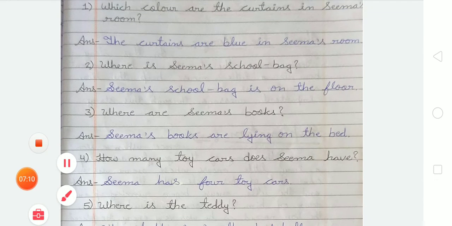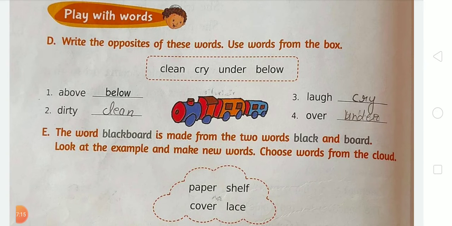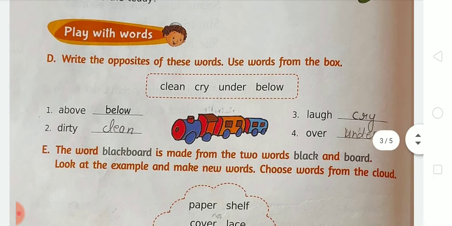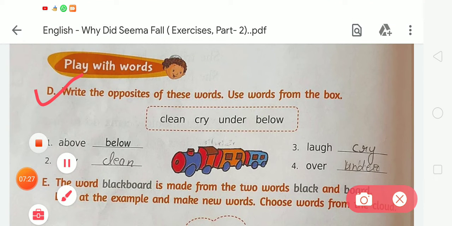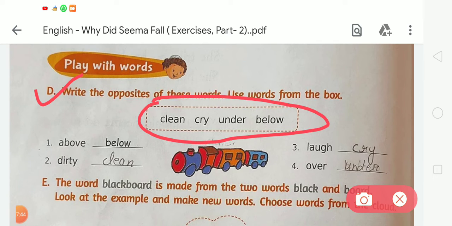Okay student, now moving to the next exercise that is given on page number 20. So student, on page number 20 there is an exercise D, and what will we do in exercise D? First of all we have to read this exercise: write the opposite of these words. Use words from the box. So here we have to write the opposite of the given words, and we have to choose the words from the box. Some words are given in the box, so we have to write the correct opposite words of the given words.